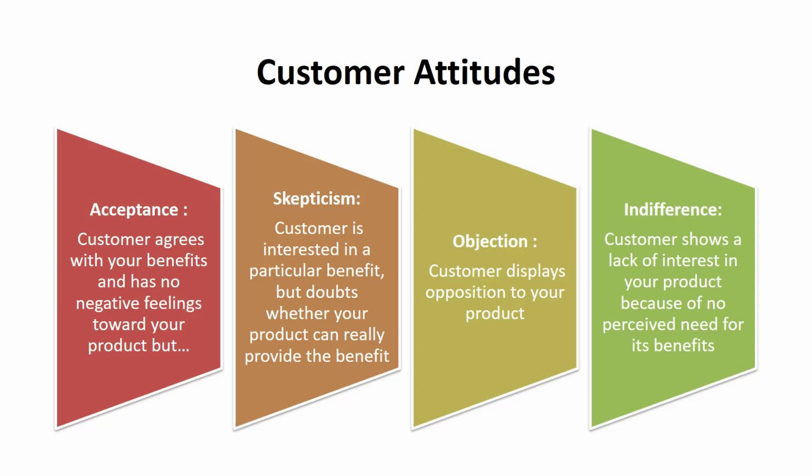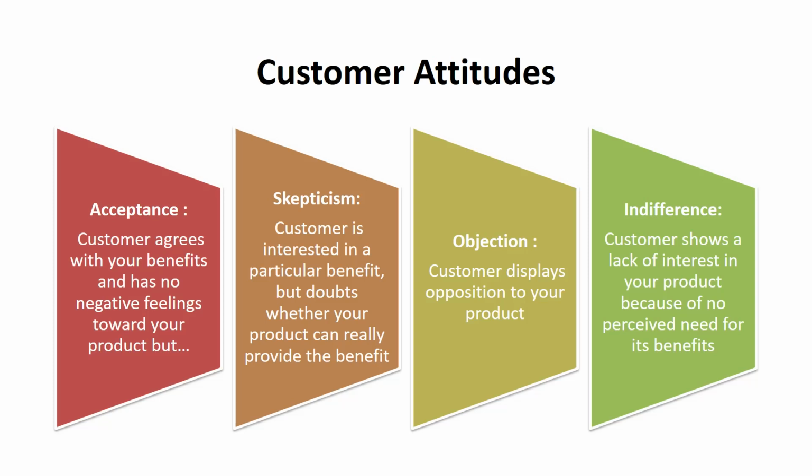So acceptance: the customer agrees with your benefits and has no negative feelings towards your product, but still has an issue with that, and will probably try to negotiate anyway. So try to think who would use acceptance when it comes to customer communication styles, getting on your side but still wanting more. Again, skepticism, who would use skepticism? The customer is interested in a particular benefit but doubts whether your product can really provide the benefit. So which communication style do you think will have this type of attitude?